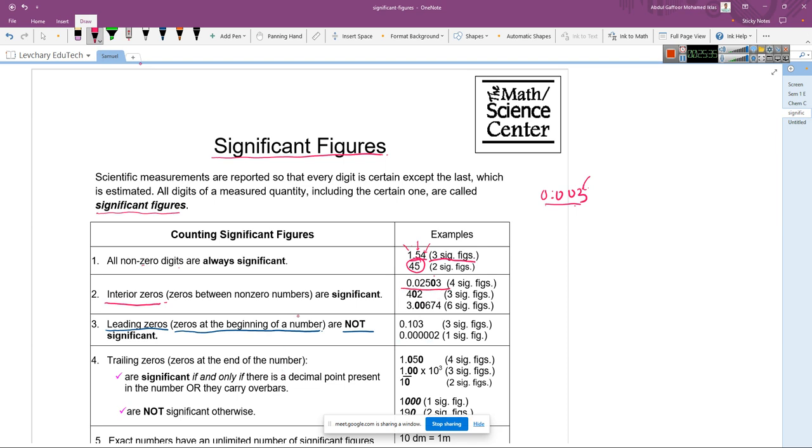So in this number, how many significant figures do we have? 4. Why? Because according to the first rule, we have to count all the non-zero digits, and the interior zero also should be counted. So we have 3 non-zero digits and 1 interior zero. So altogether we have 4 significant figures. And here also 3. Why? Because interior 0 plus non-zero digits 2. 2 plus 1, 3 significant figures. And here how many interior zeros do we have?